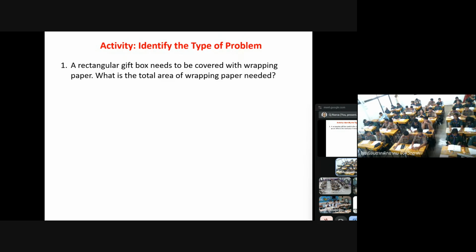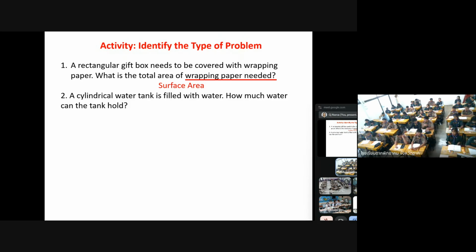Okay, so based on this problem, what is this? Surface area or do we need to get the volume? Very good. Surface area. Why? What is the keyword? Based on the question, we have the total area of wrapping paper. So the keyword is wrapping paper needed. Because that is also outside, right? Okay, how about this? Everyone, read.